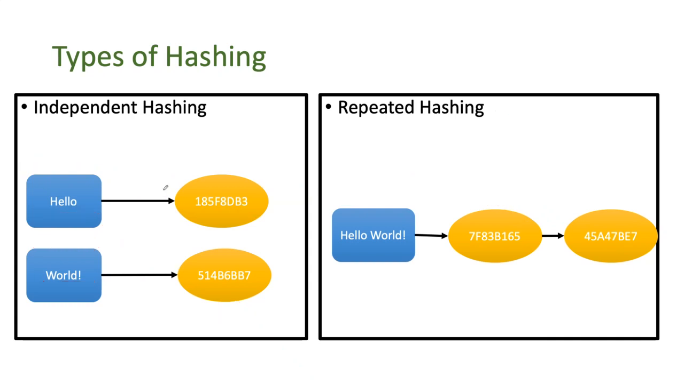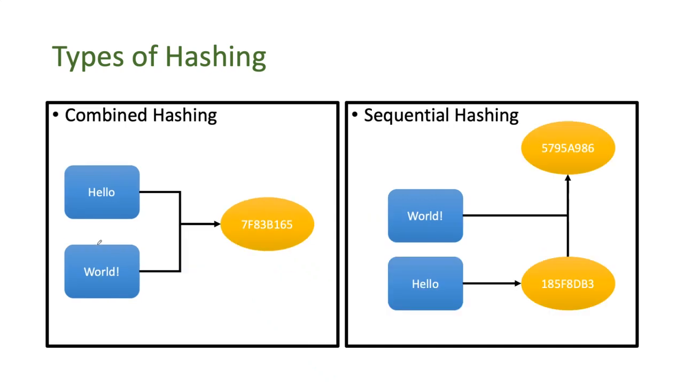And the third one is, I think, is it clear from these two? Independent hashing means the message is divided and separate hashing is done. Repeated hashing means you club together, concatenate together and do the hashing. The third one is combined hashing. In repeated hashing, the hash function is repeated. In combined hashing, before hashing, you concatenate 2 different files, hello world, and then give it as an input to a single hash. That we call combined hashing.